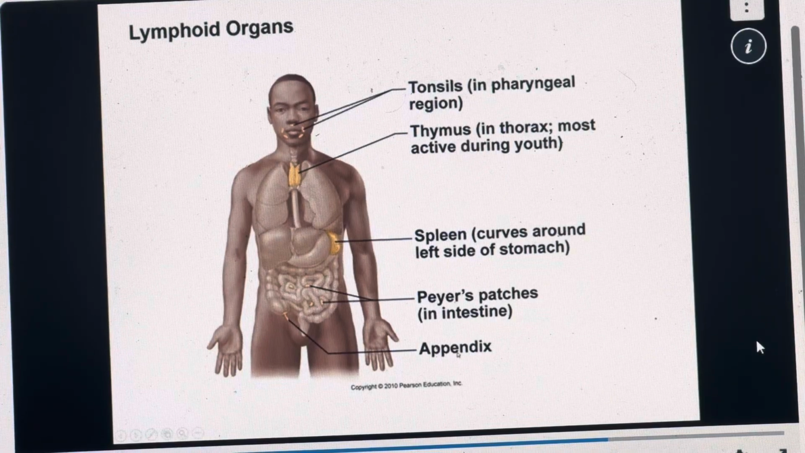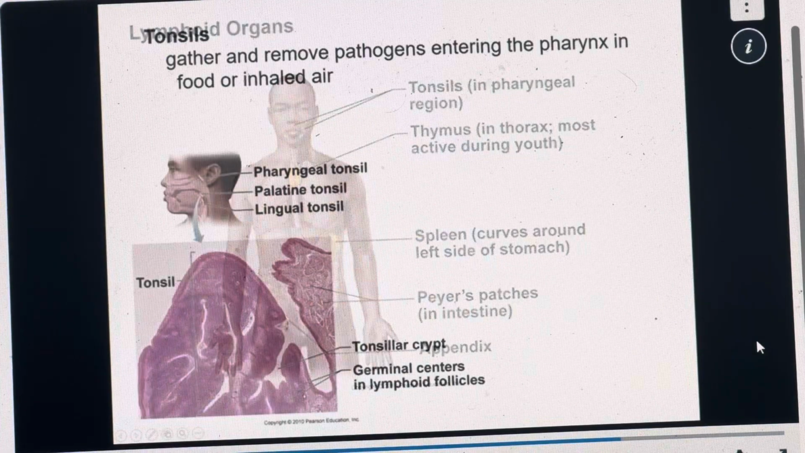These are organs that contain a large number of lymphocytes, and they play an important role in immunity and housing the lymphocytes that then go out through the blood and help protect the body against pathogens.